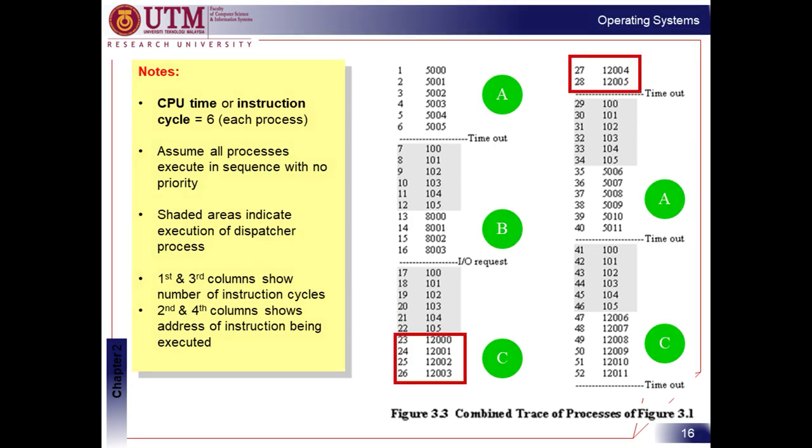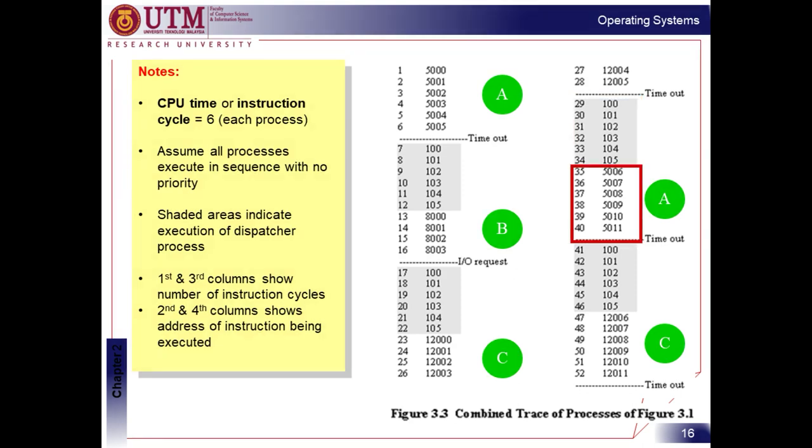The next process is process C, because the execution is based on sequence without any priority. Process C starts running after process B needs to do something that takes time. It executes instructions from 12,000 to 12,005. After 6 cycles, it gets a timeout. The dispatcher takes over the CPU again to figure out the next process to be executed.